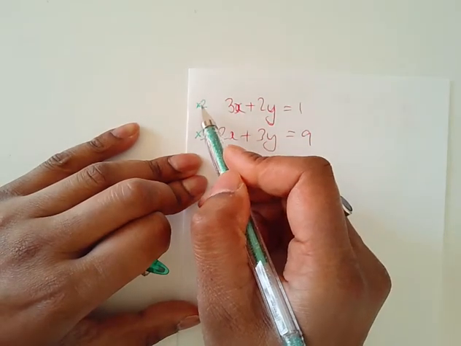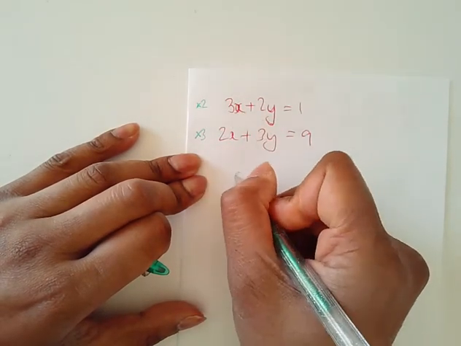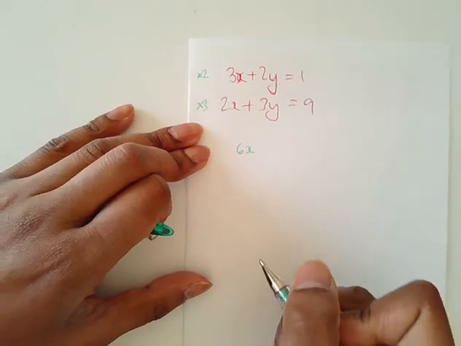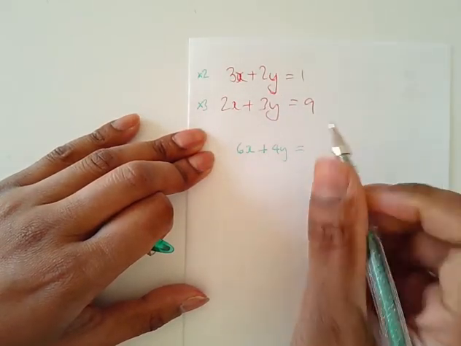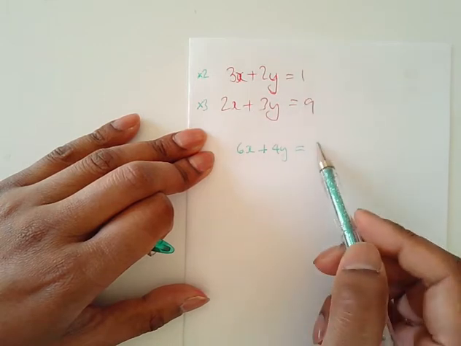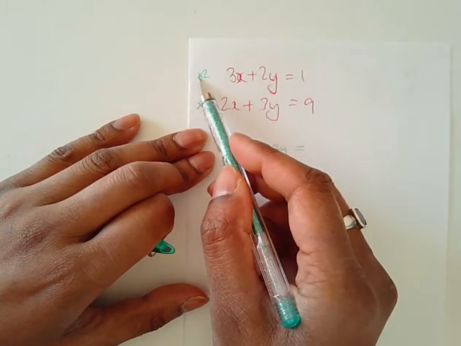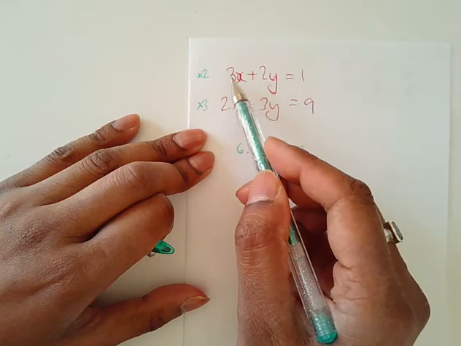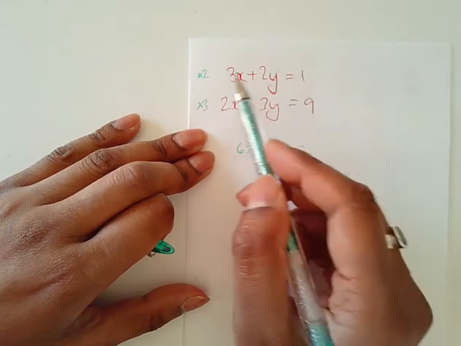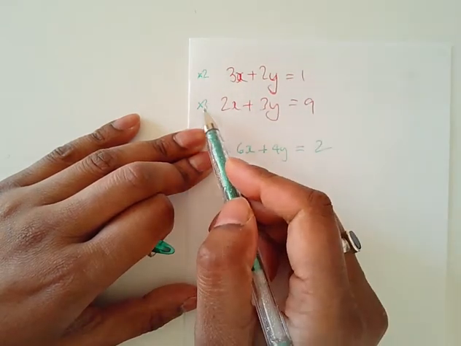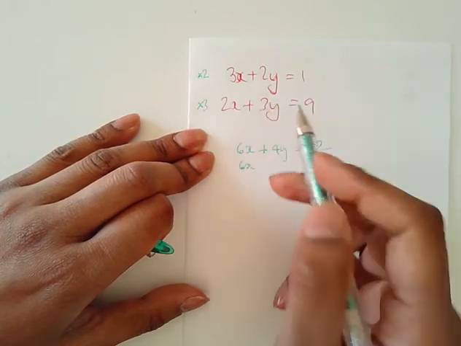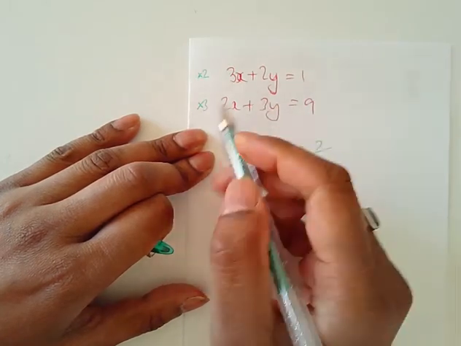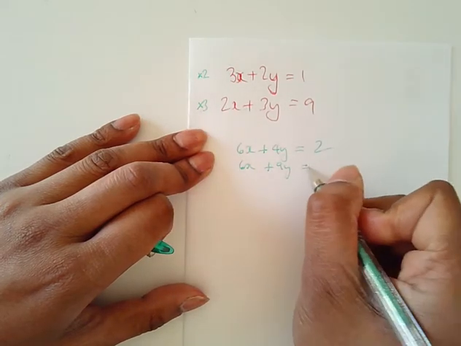So now then, 2 times 3x, 6x, 2 times 2y, 4y. Some people by mistake just leave that as a 1. Don't do that, because you need to times everything by the 2. Times by 2, times by 2, times by 2. 2 times 1 is 2. Same thing here, 3 times 2x is 6x. 3 times 3y, 9y. 3 times 9, 27.